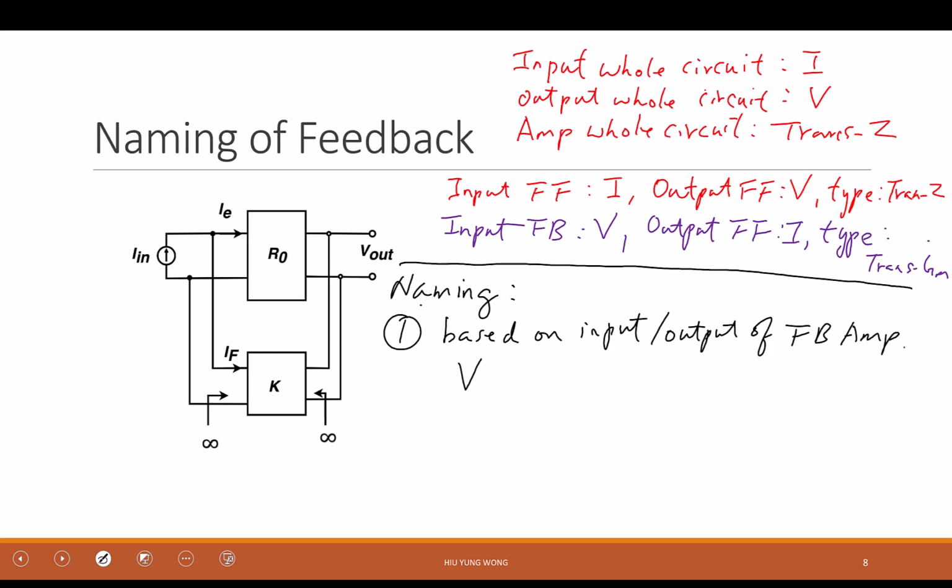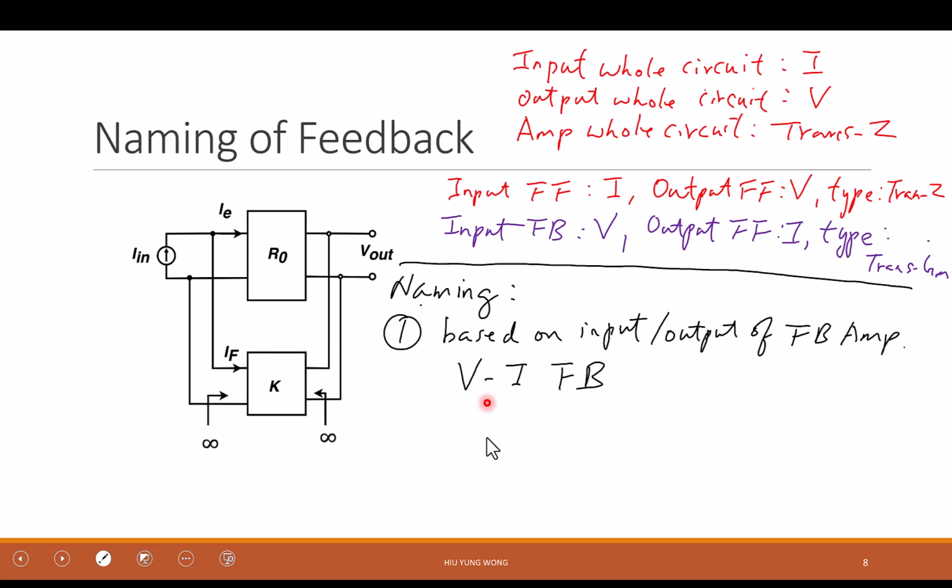Voltage. And what is the output of this feedback amplifier? Current. So this is a VI feedback, voltage current feedback. That's it. This is so simple, right? Everyone can understand. But the point is, it's so confusing that you might mess up if you don't look carefully. The first naming method is that I look at the feedback circuit only, the feedback amplifier only, input to output. That is how we call it, right?